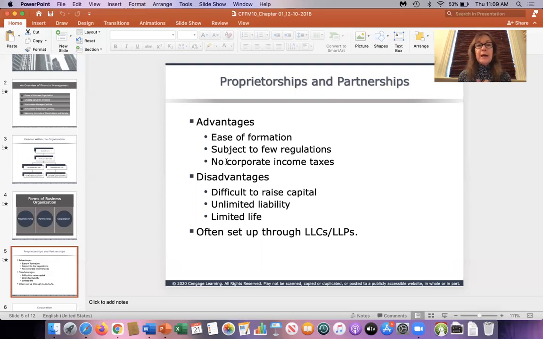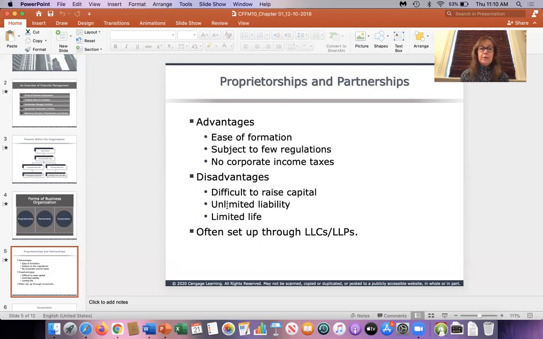As a result, one of the main advantages of a sole proprietorship and partnership is that you pay taxes at your personal income tax rate, which is lower than the corporate tax rate. So there's no corporate income taxes with a proprietorship or a partnership. Generally, the taxes are lower because the individual tax rate is lower than the corporate tax rate. So the main advantage of a proprietorship or partnership is lower taxes. You don't have to pay the corporate income taxes. Other advantages are it's easy to form and it's subject to few regulations. Okay, let's look at the disadvantages.